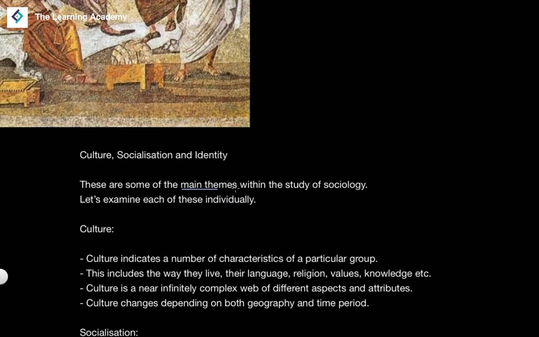Before we finish, I want to talk about a number of different principles of sociology. There are a number of main themes within the study of sociology. These themes seem to extend beyond all the different subjects of sociology. So when we talk about education, when we talk about sexuality and gender, we have to talk about things like culture and socialization as well.